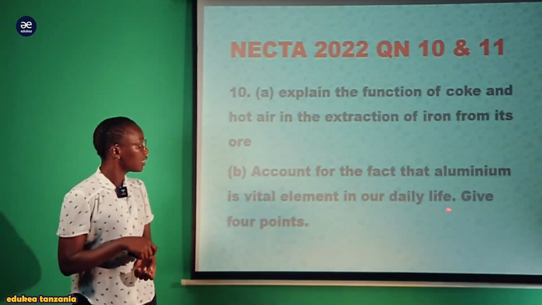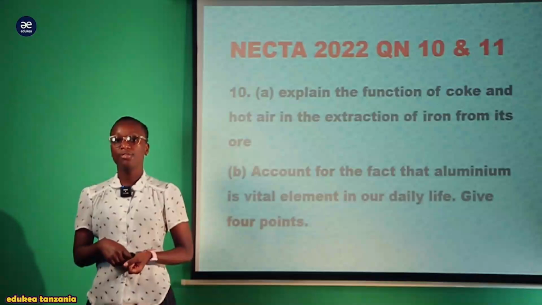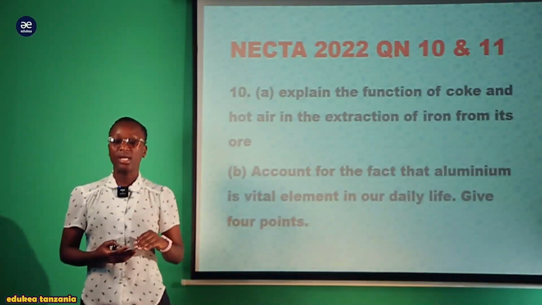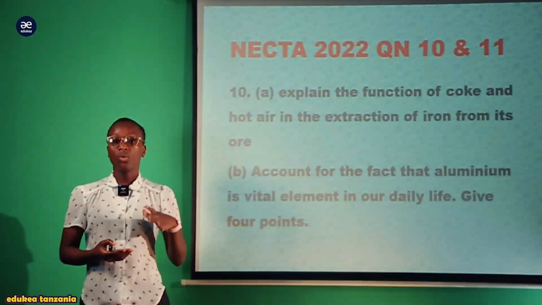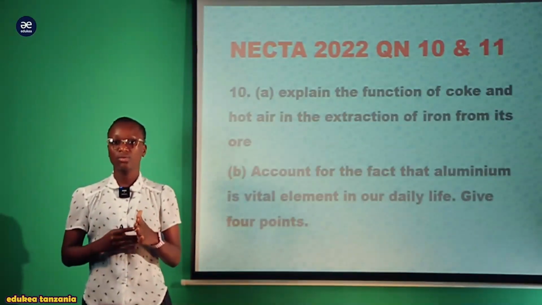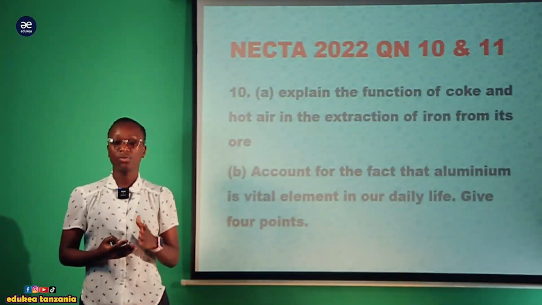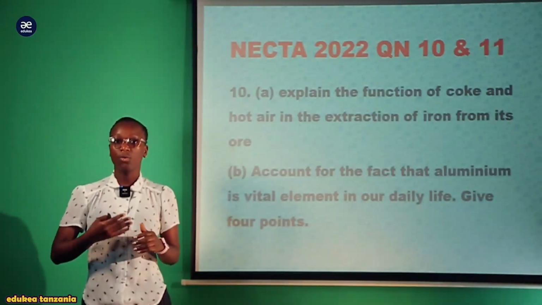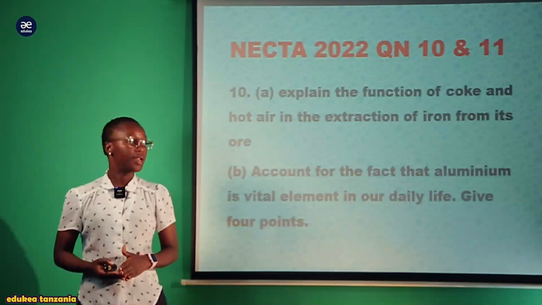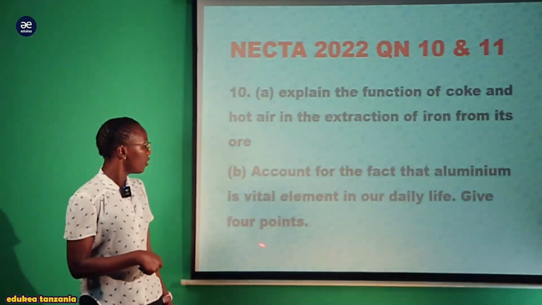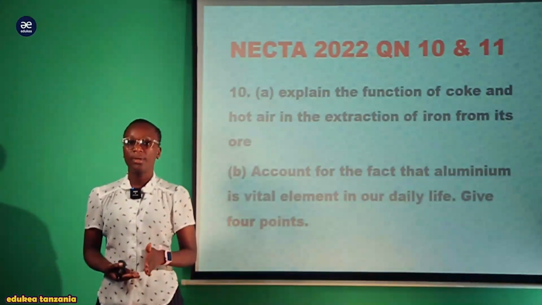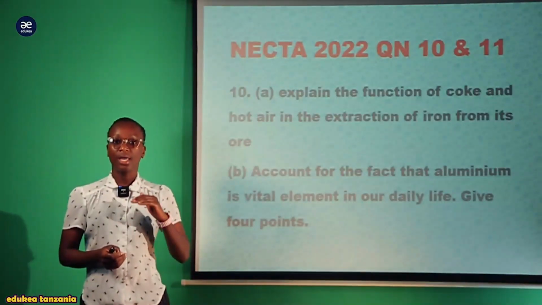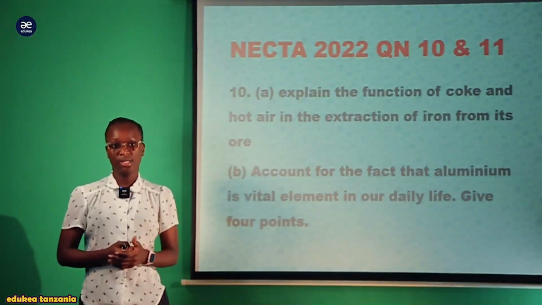So the question guides you to give 4 points. Therefore, you should answer the question kulingana na guide yake au direction yake. So usianze kuandika notes, si aluminium ni nini and so forth. You have to follow the instruction of the question. Swali limekuongoza ufanye kitu fulani. So just give the 4 points kwa nini aluminium ni vital element in our daily life. So I hope you will go through the importance of this element aluminium.